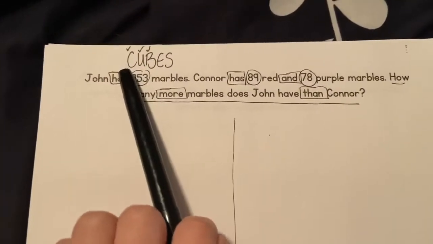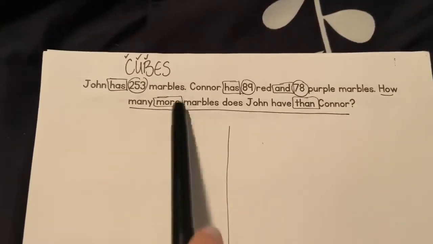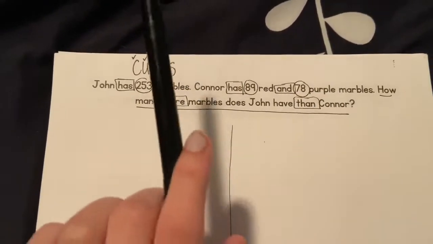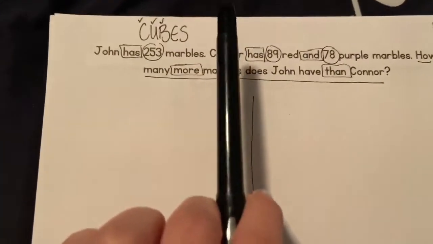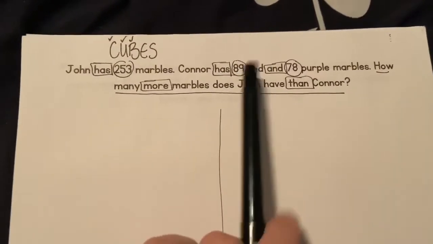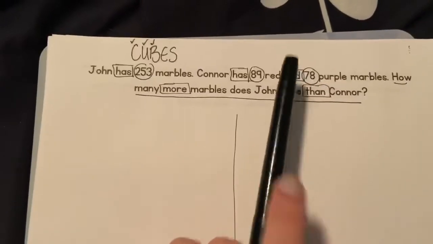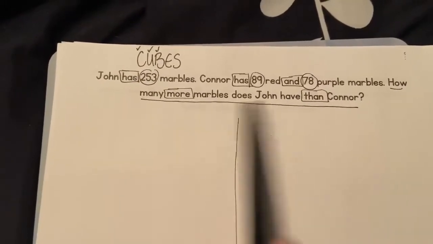So I went and I circled all my important numbers. I have 3 of them. I underlined the question, how many more marbles does John have than Connor? And I boxed in my important words. I know John has this many marbles, and Connor has this and this many marbles. I'm looking for how many more than, okay?